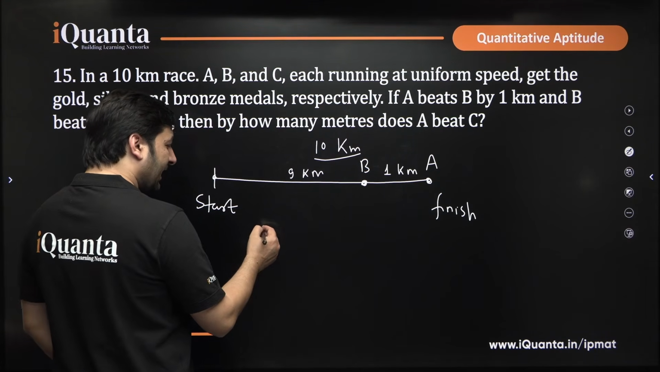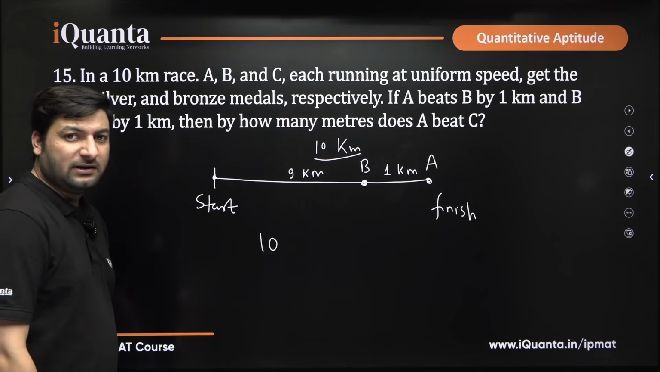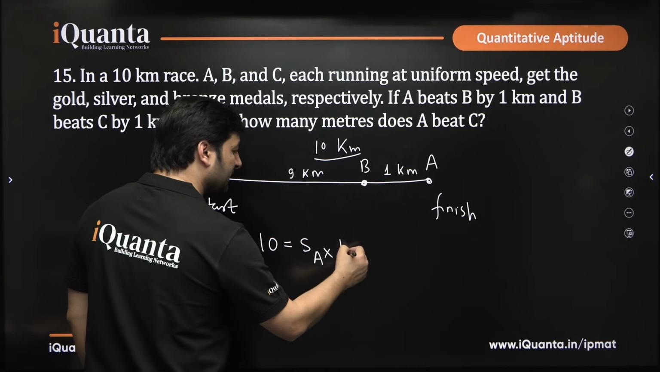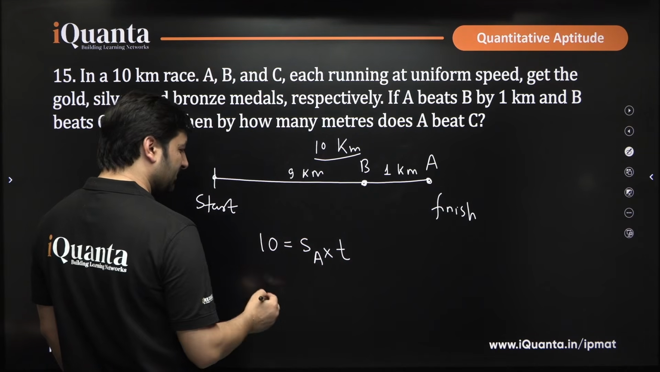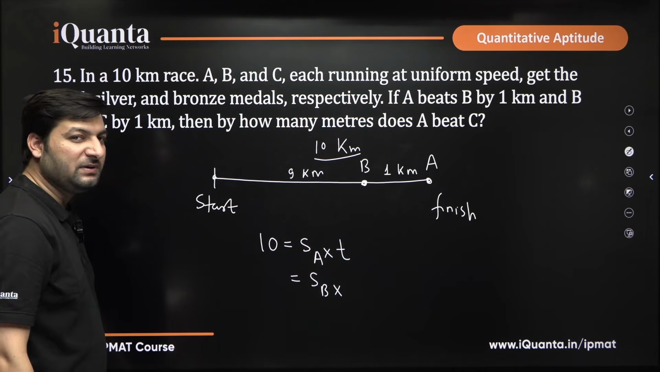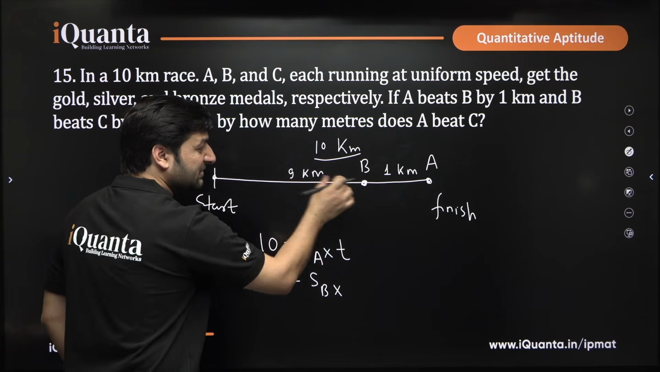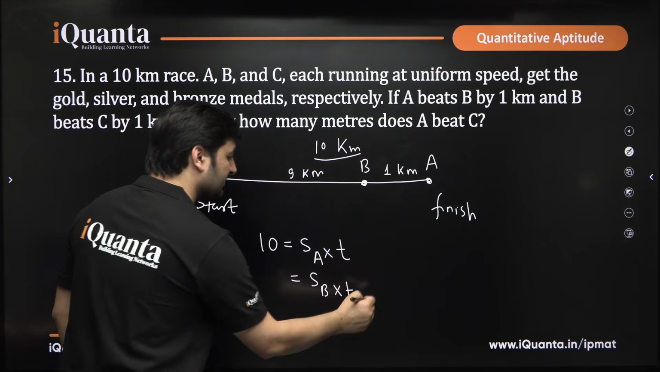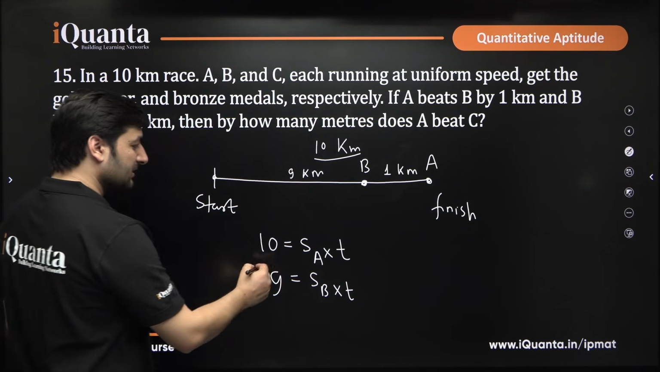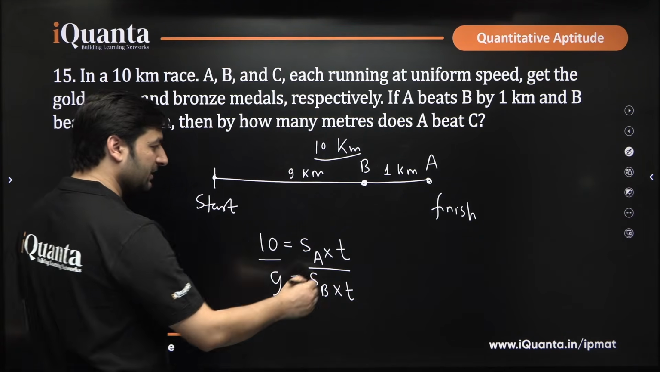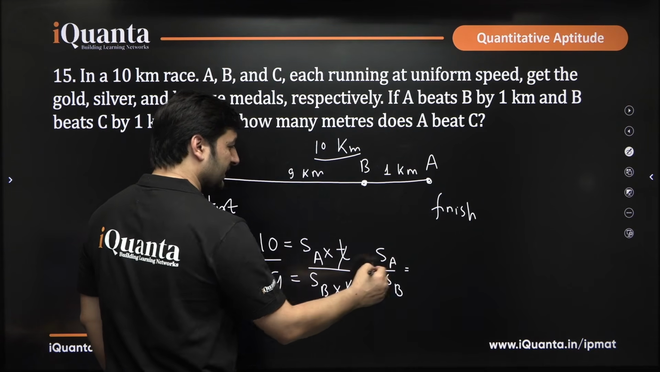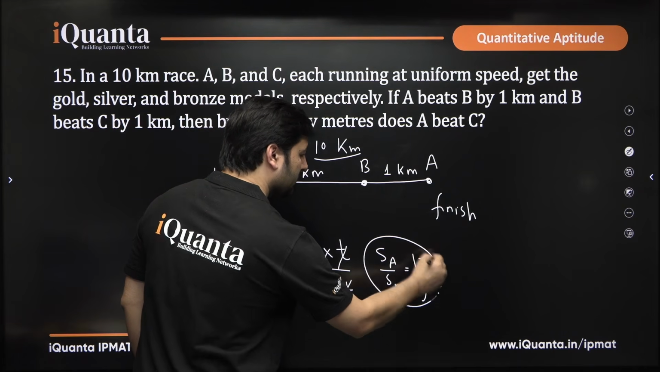Can I say that 10 is the distance covered by A? Distance is equal to speed into time, so speed of A into time will be T taken by A. Yes or no? Let us say that T is the time taken by A. B will be running with its own speed SB. SB is the speed of B. In the same time B is reaching here, A is reaching here. So can I say that the time to complete 9 kilometers by B is also T? Yes. Now can I just divide both? So what did I get? SA upon SB equals 10 by 9. I hope this is clear.